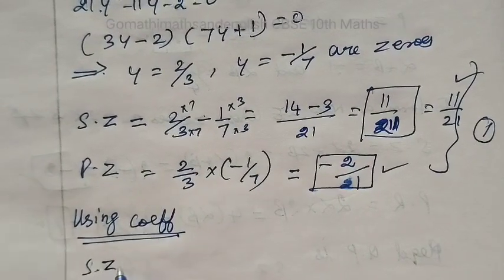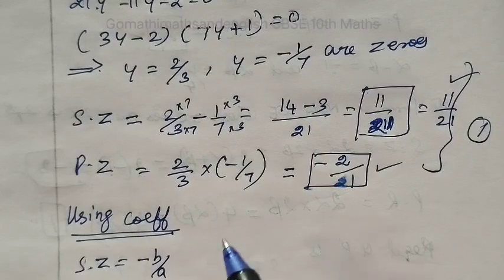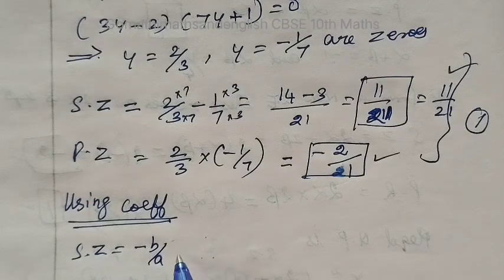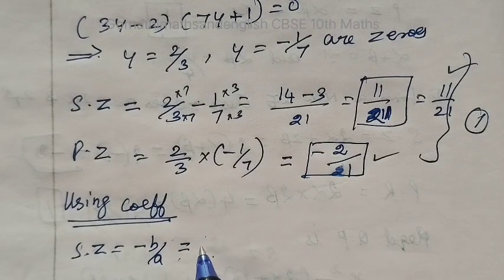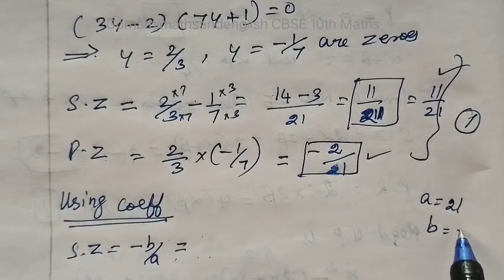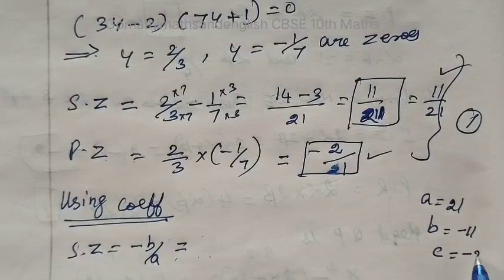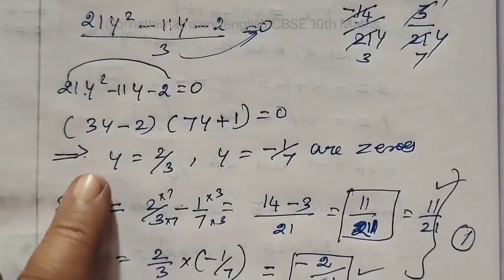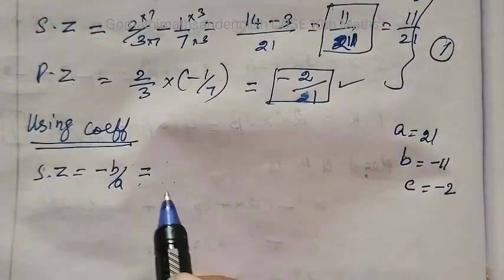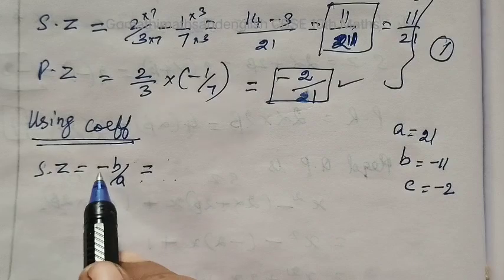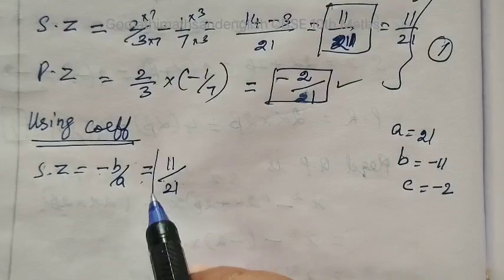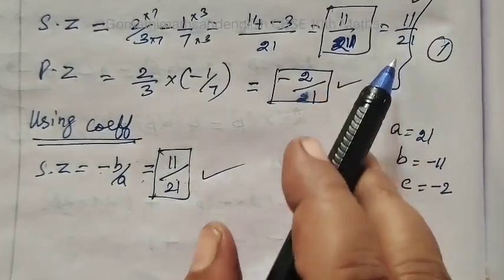So the sum of the zeros using the coefficient formula is minus b by a, or you can also write it as x coefficient by x squared coefficient. Equal to minus, what is a? a equal to 21, b equal to minus 11, c equal to minus 2. Here we write by looking at this, a equal to 21, b, and this is c. So now you substitute. Here minus 11 is there, and there is a minus here. So 11 by what is a, 21. So 11 by 21. Here also 11 by 21.